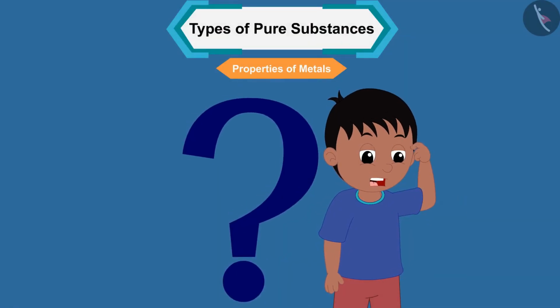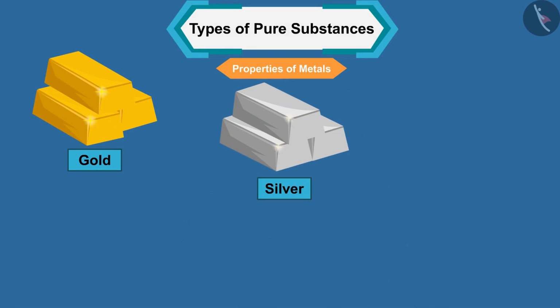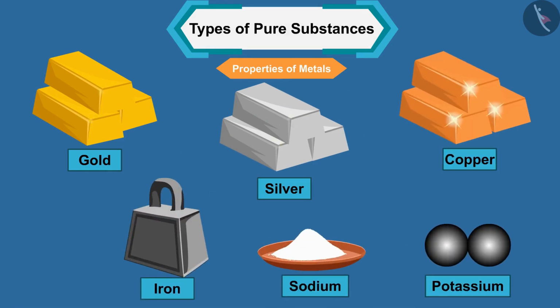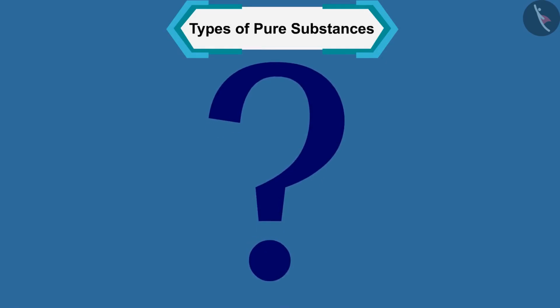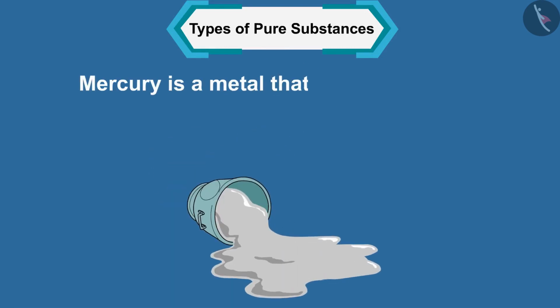Now you may be thinking, what can be the examples of a metal with so many properties? Gold, silver, copper, iron, sodium, potassium, etc. are examples of metals. And do you know an interesting thing? Mercury is a metal that remains liquid at room temperature.